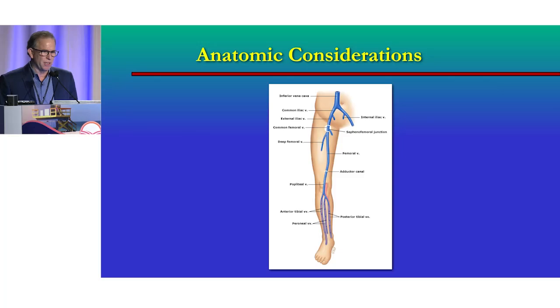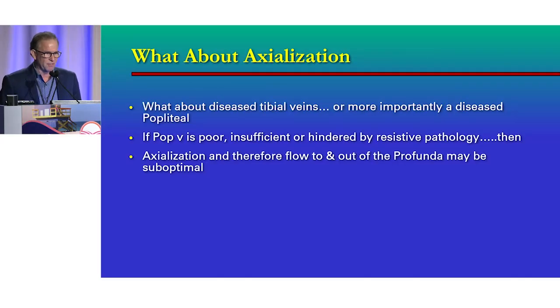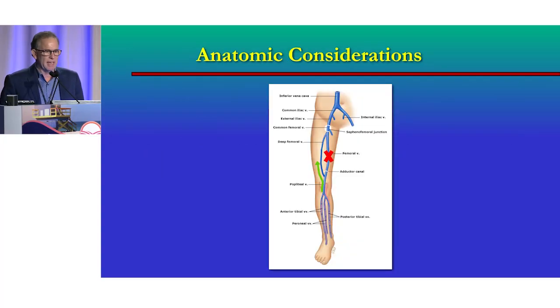So here's the anatomic consideration. Let's say you have a femoral vein occlusion. You're going to get axialization of the profunda, and you're going to have flow from the popliteal to the profunda, and theoretically decompress the leg and have good flow into the iliac lesion. Well, what if that profunda is diseased, which sometimes is really hard to identify, especially if it's not so significant in itself? And then what about the diseased tibial veins, or more importantly, the popliteal vein? If the popliteal vein is poor or insufficient, or hindered by any resistive pathology, the axialization will not be as good and could theoretically be pretty poor to the profunda and suboptimal into the iliac region.